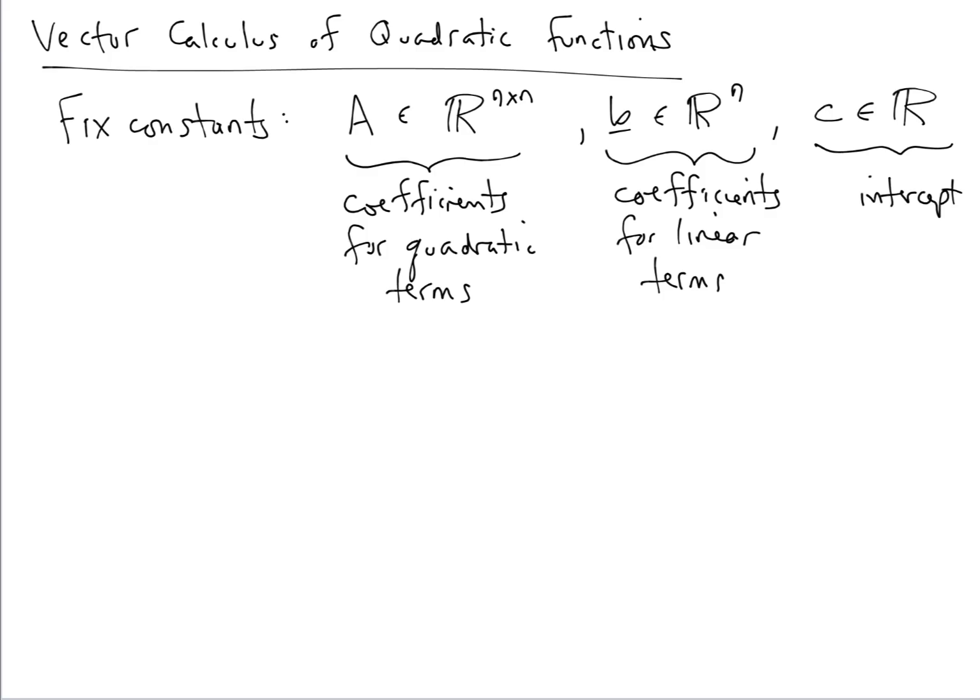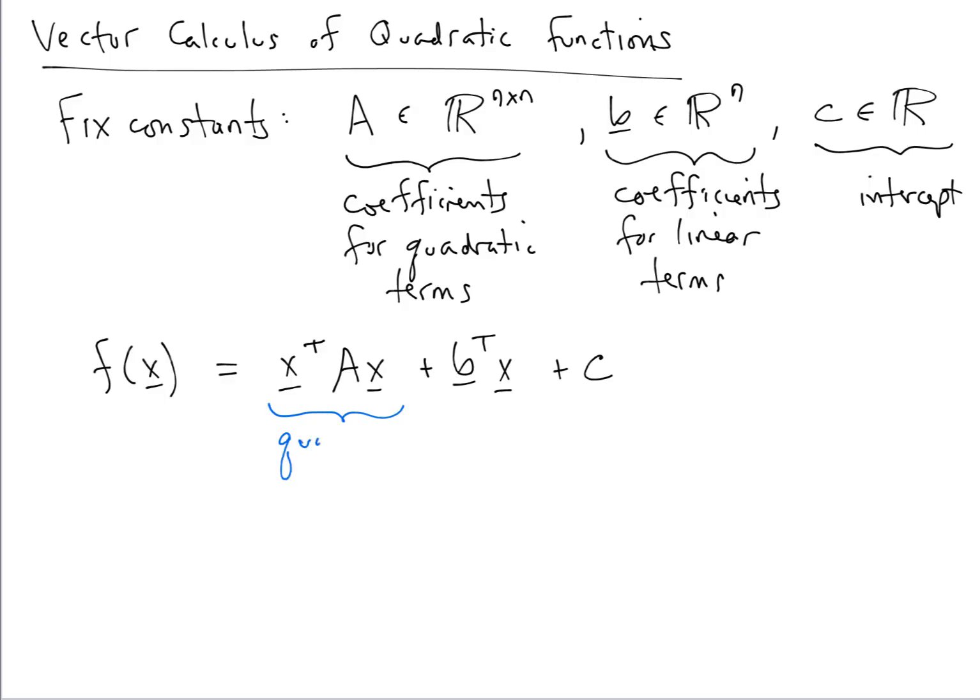And so we define our function f of x as x transpose A x plus b transpose x plus c. This x transpose A x, recall, is what we called a quadratic form. That represents the sum of all pairwise products of the entries of x. The matrix A gives us the coefficients of those terms.